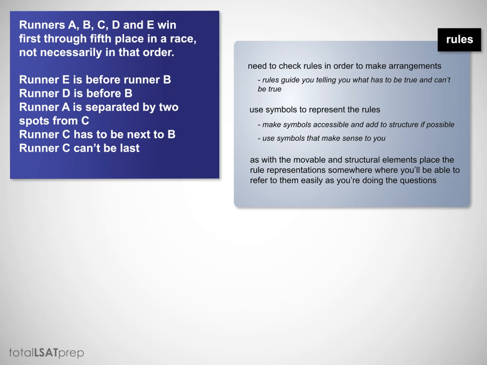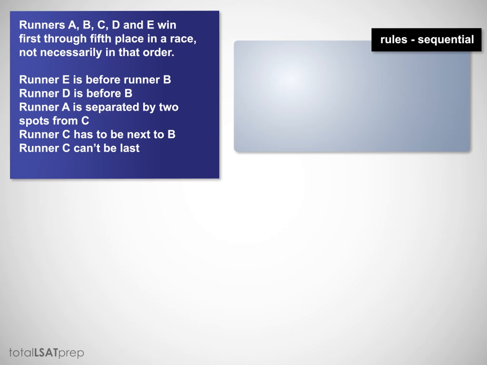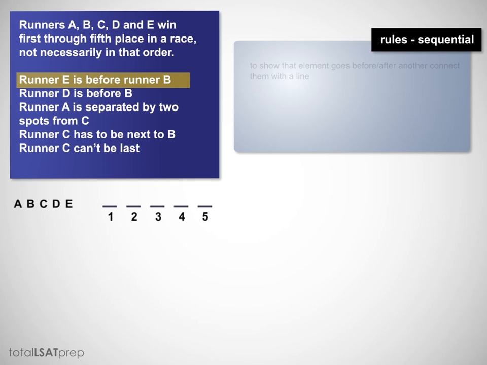Okay. So now we're going to introduce and explain the basic types of rules for sequential games. So the game that we have up here is a sequential game. It talks about runners A, B, C, D, and E, and it talks about them winning first to fifth place. So the first rule says that runner E is before runner B. Now, in order to show that an element goes before or after another element, you should connect them with a line.